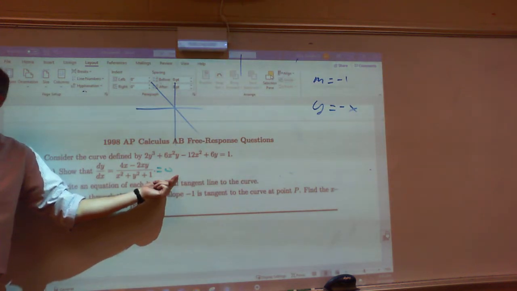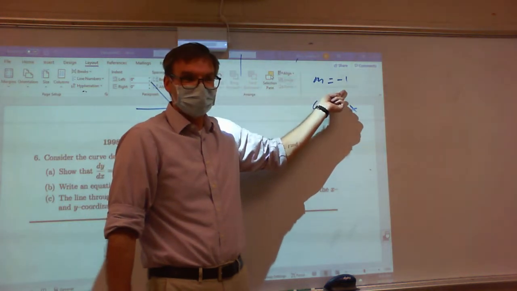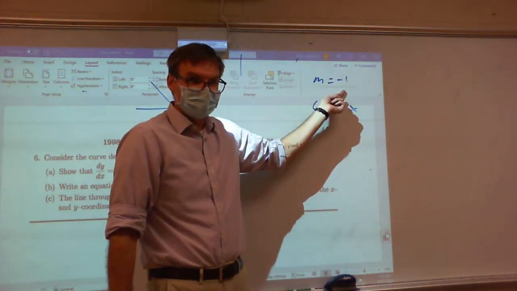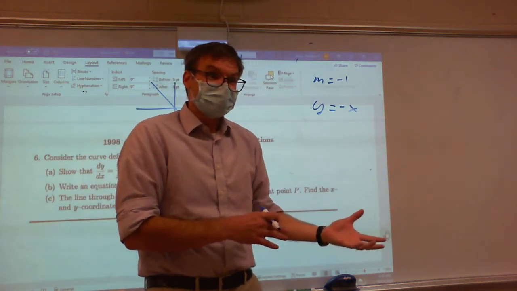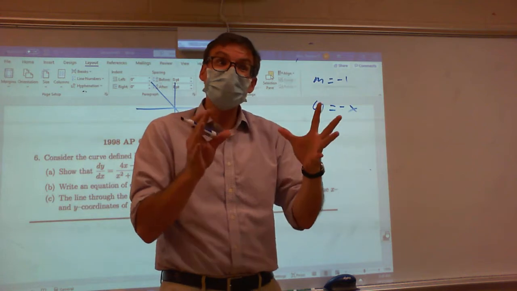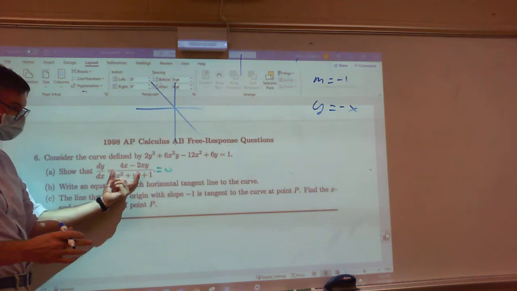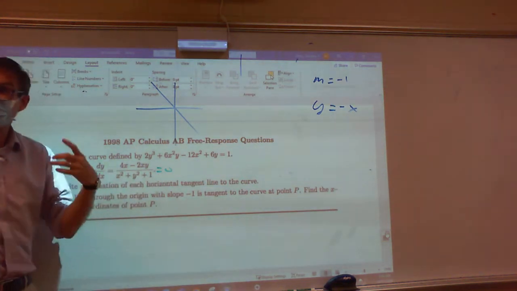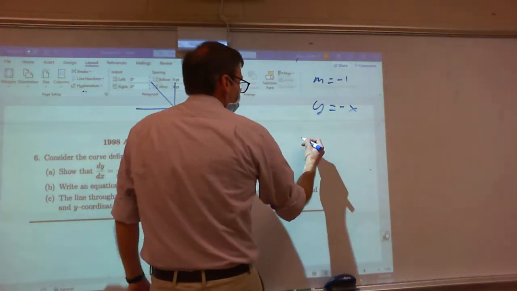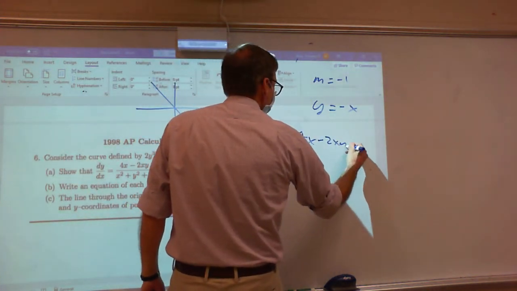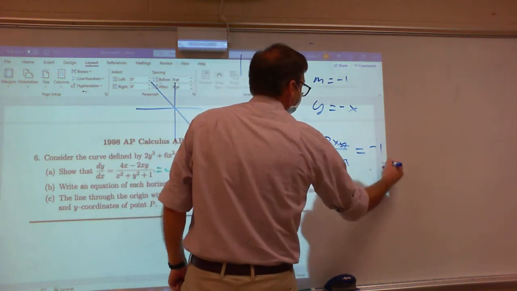Does that make sense? If they tell you the slope of the tangent line is negative 1, remember, slope of the tangent line is code for the derivative. So I can set my derivative equal to negative 1. That's an equation I can write. That gives me (4x minus 2xy) over (x squared plus y squared plus 1), and I want that equal to negative 1.